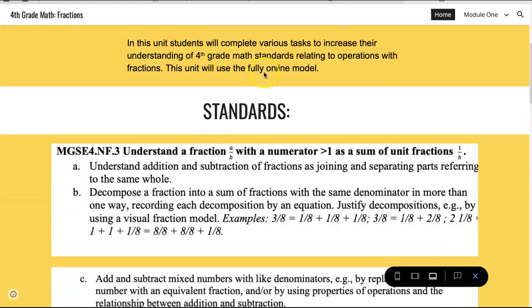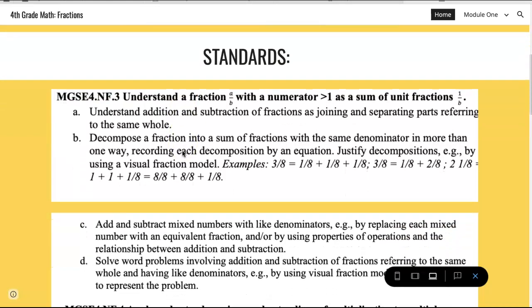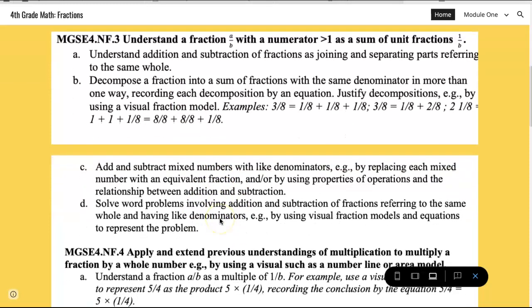This unit will use the fully online model. This was a part of a blended learning experience. So for this particular unit, it was online. However, students were still having blended learning or face-to-face learning going on in the classroom.